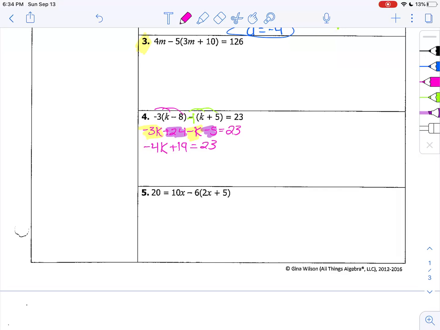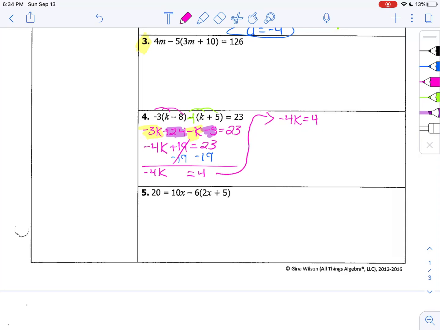So now that my equation is simplified, I can solve it like a 2-step equation, starting by getting rid of the addition and subtraction first. So instead of adding 19, we are going to subtract 19 from both sides, which leaves us with negative 4k equals 23 minus 19 is 4. Then I'm going to move my problem up here to give me a little more room. So negative 4k equals 4.